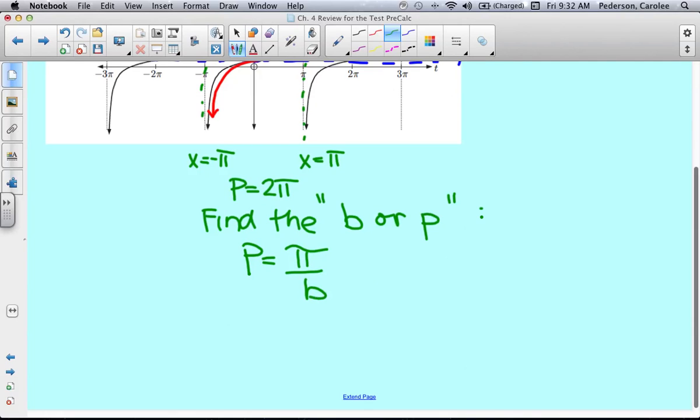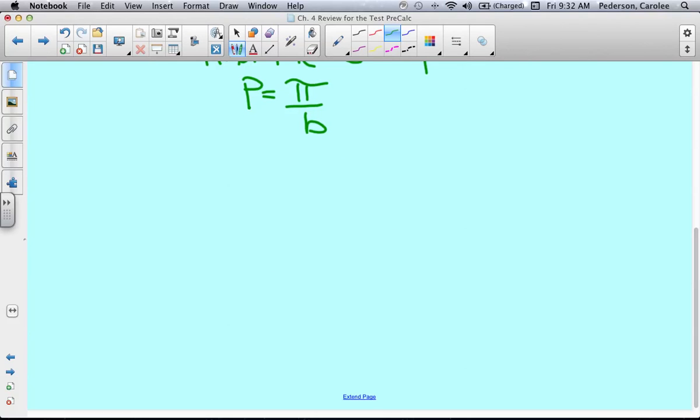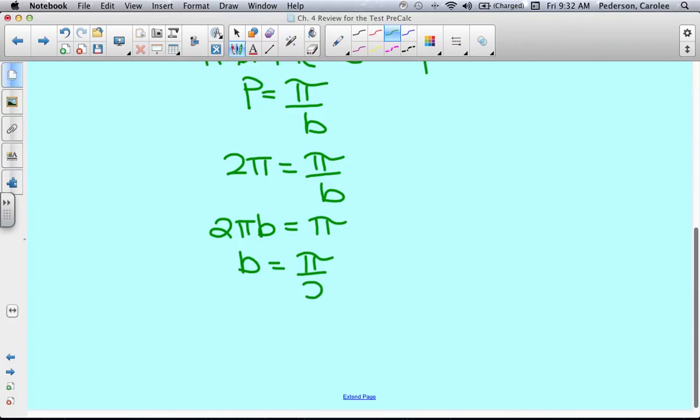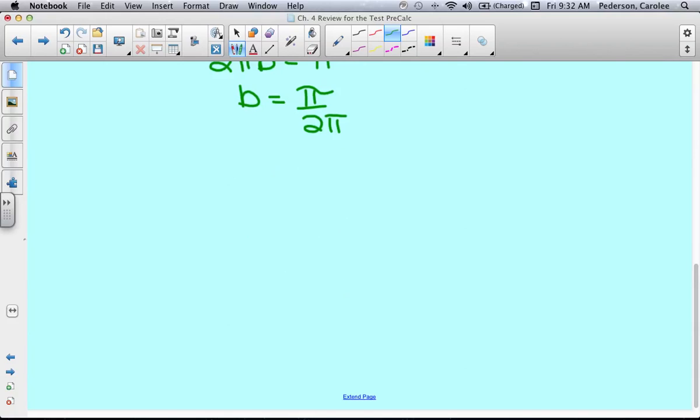Now let's substitute in what we know. We know the distance from this is 2 pi in this graph, and we solve it for b. So we're going to multiply both sides by b. So 2 pi b equals pi. Then divide both sides by 2 pi. The pi's will cancel, and our b is a value of 1/2.